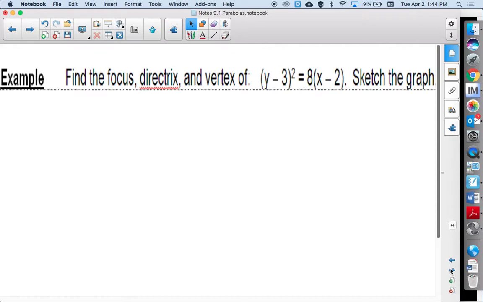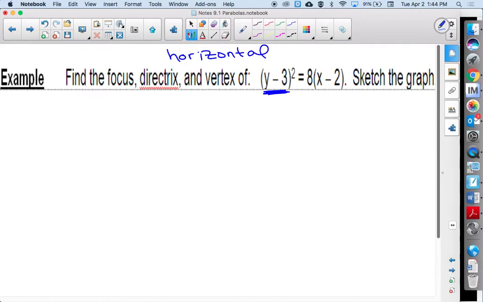So without doing any work, just looking at the equation, is it vertical or horizontal? Sabrina? Horizontal. Okay, so she said horizontal because? Because the y side is the one that's squared. Yeah, the y side is the one that's squared. And would it go left or right? We go right because it's greater than 0. Yeah. So that number there, if it's positive, it's going to go to the right. If it's negative, it's going to go to the left.